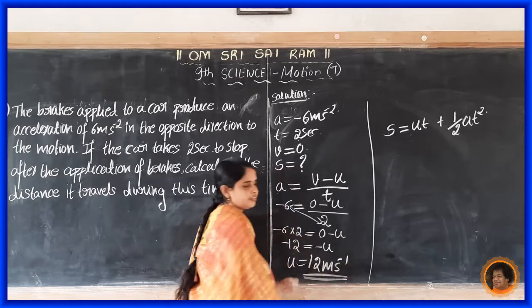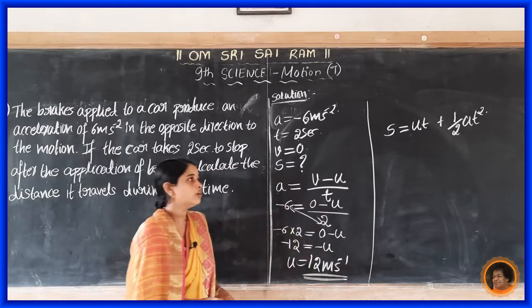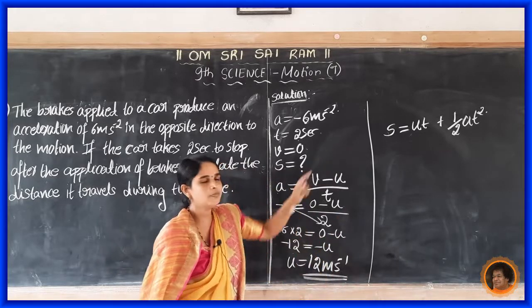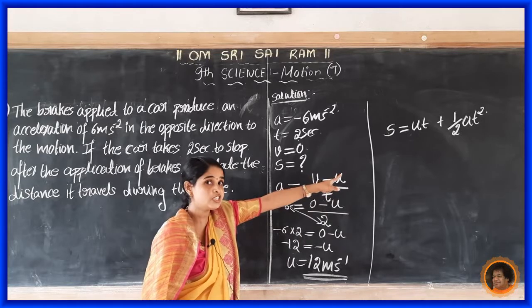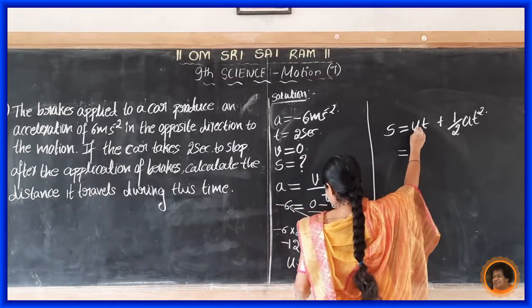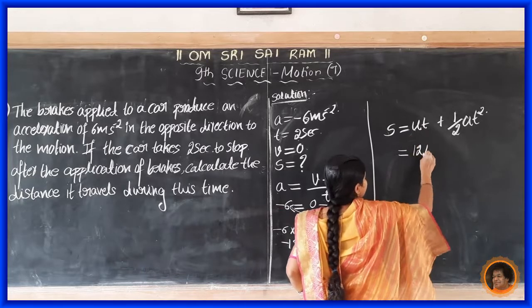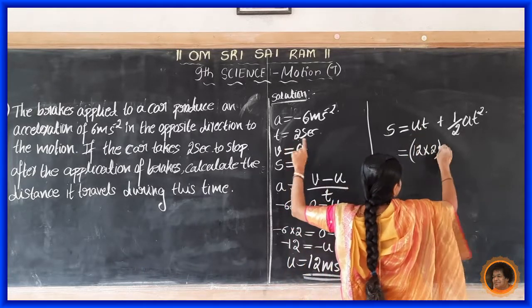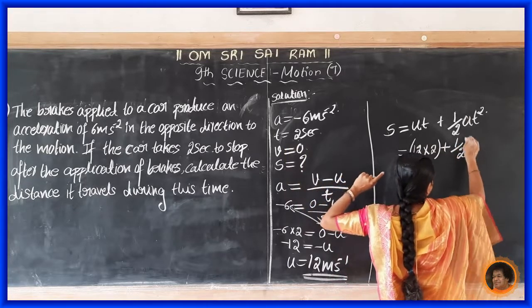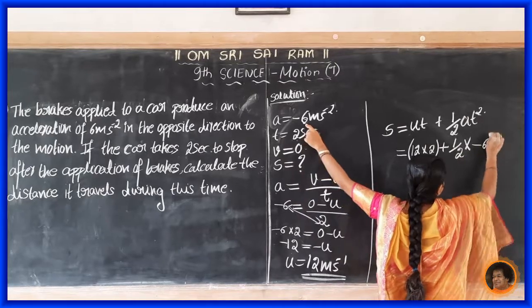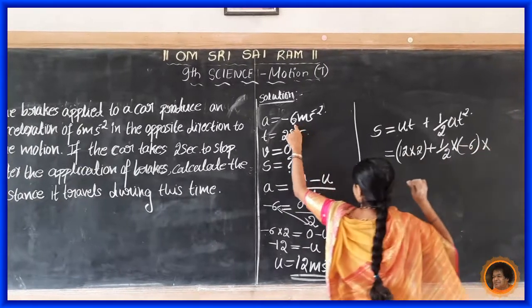Why meter per second here? It is the SI unit of velocity. Next, calculate the distance travelled. S equals ut plus half at squared. The u value here is 12 into t, 2, plus half into the a value, minus 6, into t square.